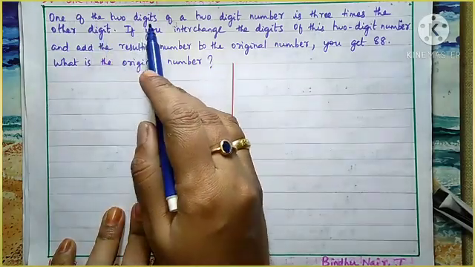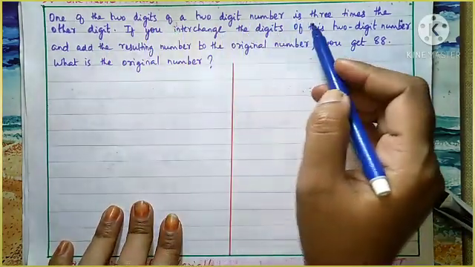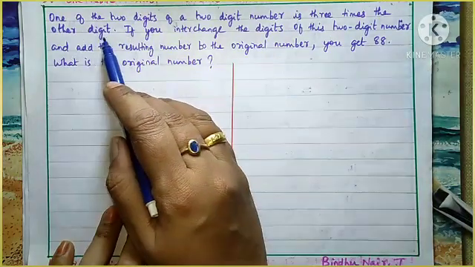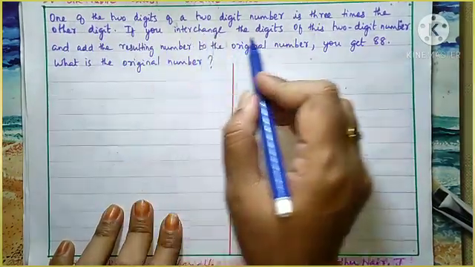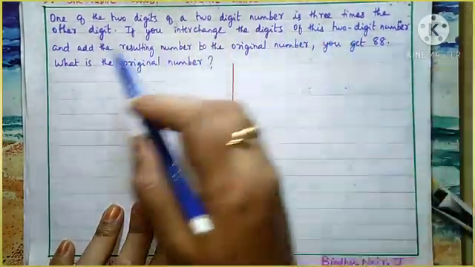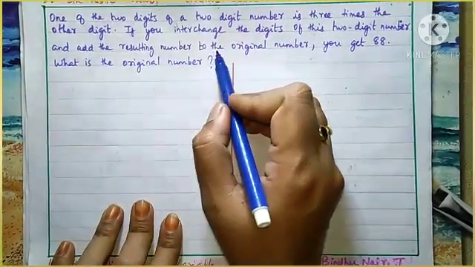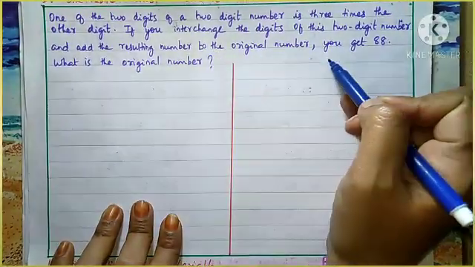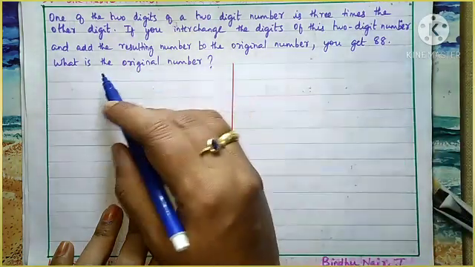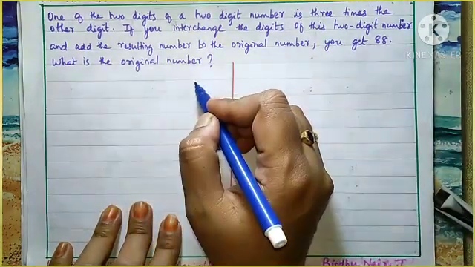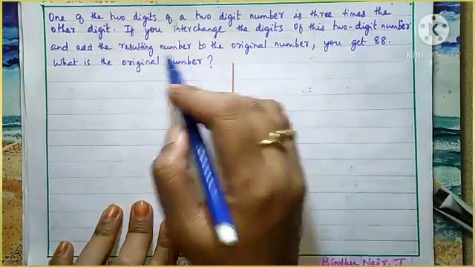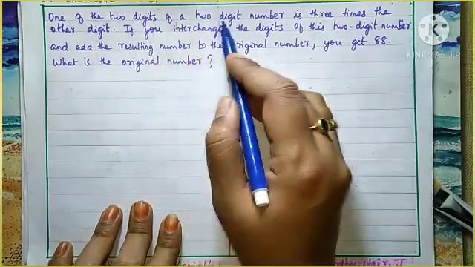One of the two digits of a two-digit number is 3 times the other digit. If you interchange the digits of this two-digit number and add the resulting number to the original number, you get 88. What is the original number? Okay, so here it is told about one two-digit number.